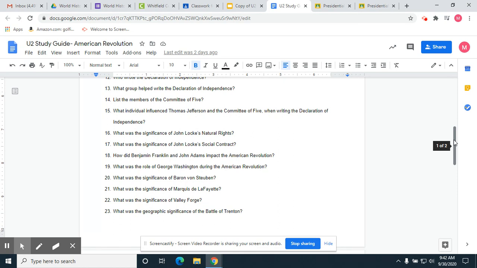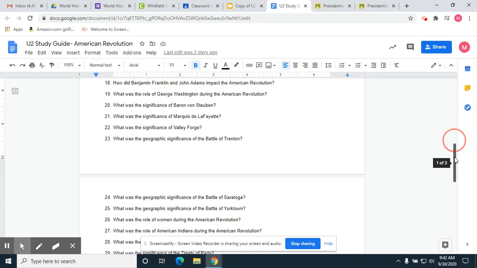Number 23. What was the geographic significance of the Battle of Trenton? The Battle of Trenton is where George Washington crosses the Delaware. I don't know if you've ever heard of that. But the reason it's important is because it was a nighttime attack. It was actually on Christmas night in 1776. He's going to cross the Delaware, and he's going to attack the Hessians. Now, the Hessians are hired soldiers that Great Britain had sent here. And then we surprise attack them, we beat them.